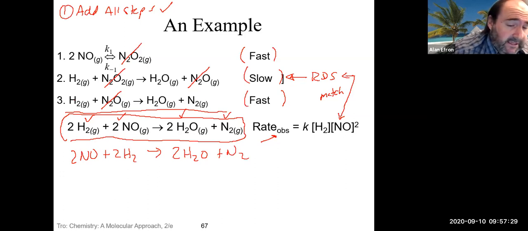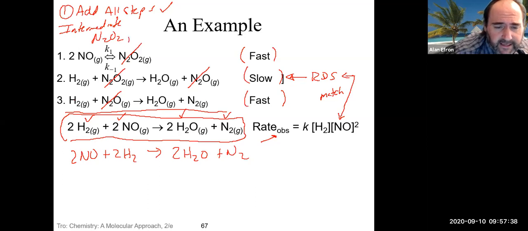We could also see that in terms of intermediates, it does appear that N2O2 is an intermediate, and N2O would also be an intermediate. Both of those are made in the mechanism, but get used up by the time the reaction's over and do not appear in the overall reaction. So far so good. We got a match in terms of the overall reaction when we add it together.